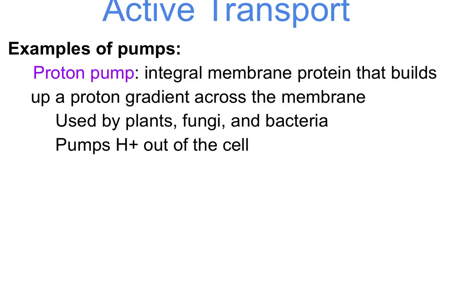The proton pump in cells is another good example of an active transport system. So this is an integral membrane protein that builds up a proton gradient across the membrane. And this is really used by plants and, of course, a lot of fungus and bacteria. And so it's pumping these protons, also known as H+, out of the cell. Now, if you think about it, why would it want to pump H+ out of the cell? Probably has something to do with that.